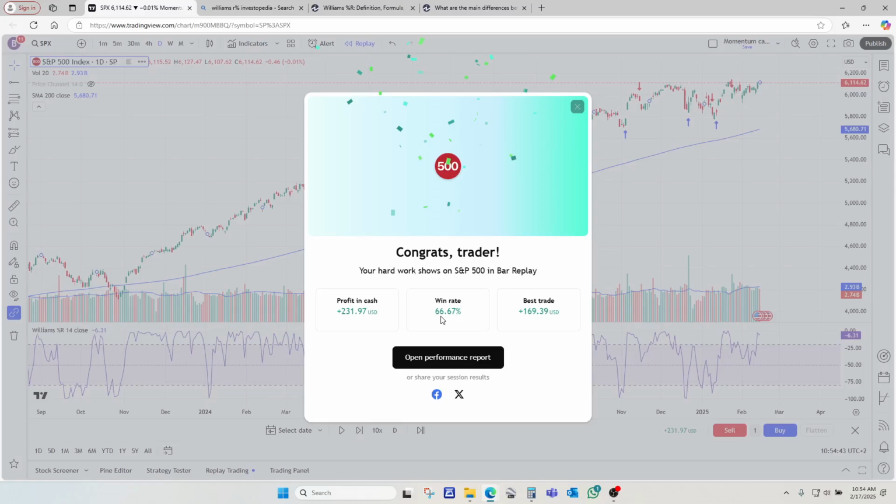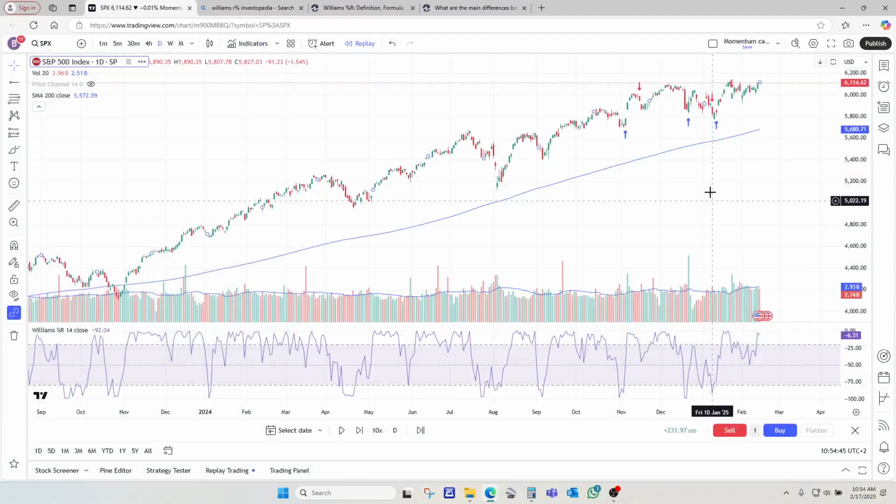Okay, we had a 66% win rate. What I suggest you do is use this replay mode. For the free version of TradingView, you can do the replay mode on daily chart. So you can go back a few months and you can test it.